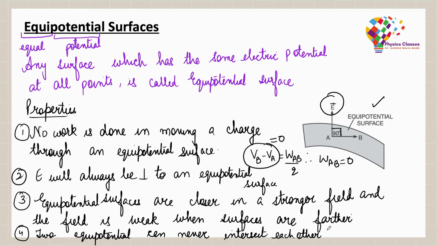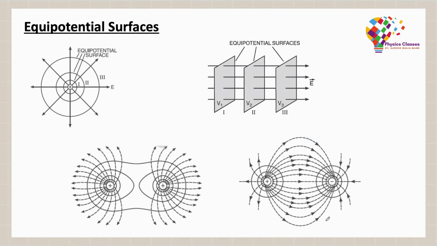I will quickly repeat them. No work is done in moving a charge on an equipotential surface. Electric field will always be perpendicular to an equipotential surface. Equipotential surfaces can tell you how strong the field is. The closer the equipotential surfaces, the stronger is the field. And lastly, two equipotential surfaces can never intersect each other.